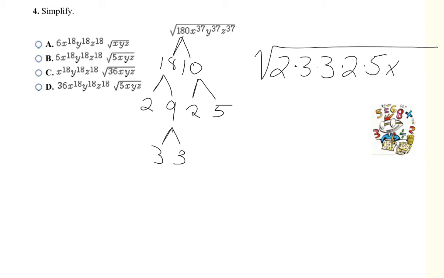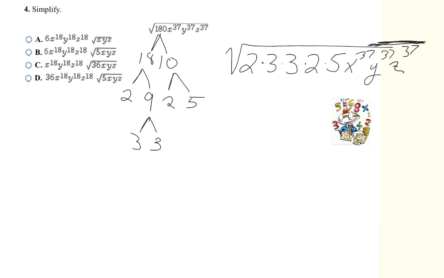and then I still have my variables. So I'm going to have x to the 37th power, y to the 37th power, and z to the 37th power. So now I'm going to go through and circle my pairs. I have 2's here that match, and I have 3's that match. So that means outside of my radical, I'm going to write 1 2 and 1 3. And the 5 is going to stay underneath the radical. And now I have that invisible index of 2.